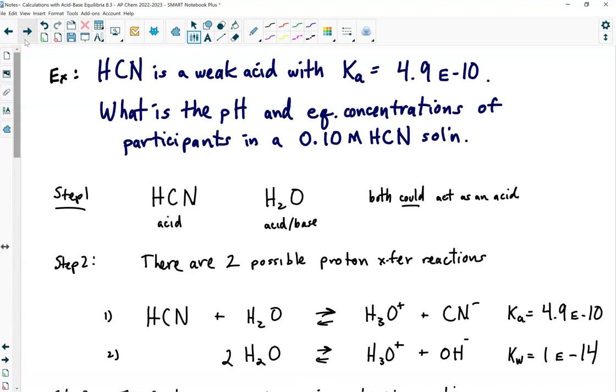So here's this type of problem. You're going to be given the Ka, and you're going to be asked to calculate the pH of this solution with the concentration 0.10 molar in this case. To find the pH, you need to know the equilibrium concentration of hydronium. Yes? And then you take the negative log of it.